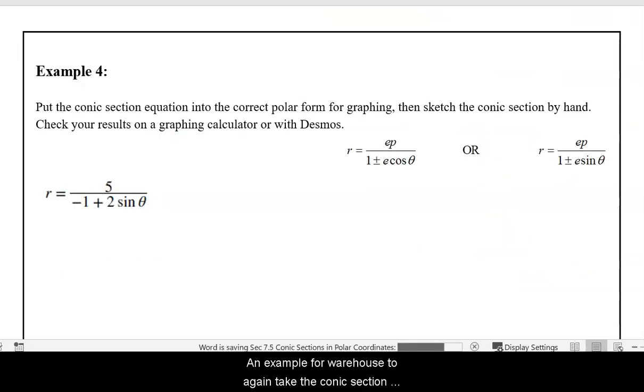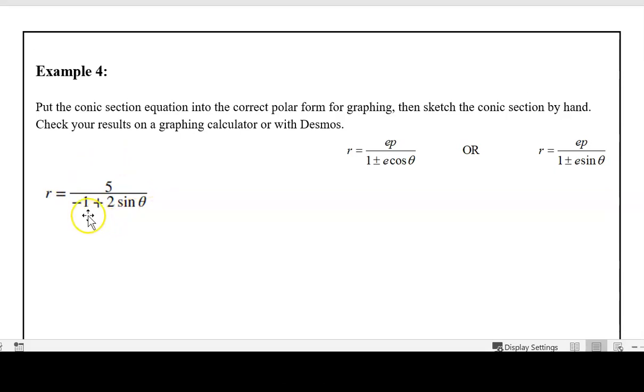In example 4, we're asked to again take the conic section equation in polar coordinates and put it in the correct polar form for graphing. That means the constant in the denominator must be a 1. It is not a 1, so instead I'm going to multiply by either -1 divided by -1, or you could do 1 over -1 over 1 over -1. Either way will, of course, work.